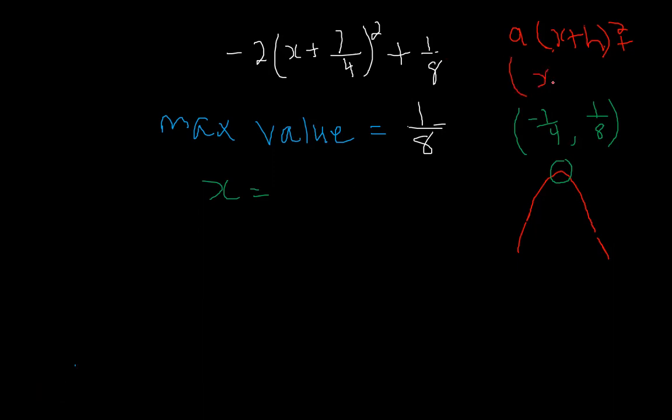Remember, coordinate is x, y. This is my x. The answer here is minus 7 over 4. Everybody understands that? Yes, miss.